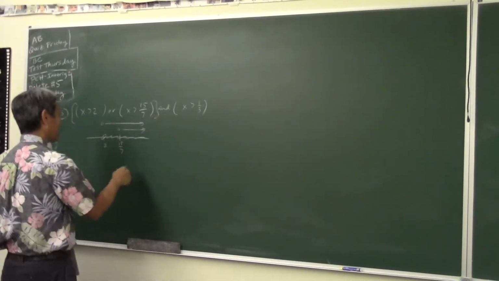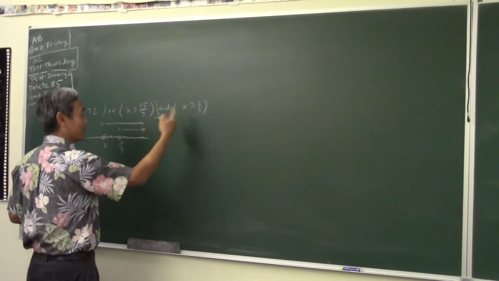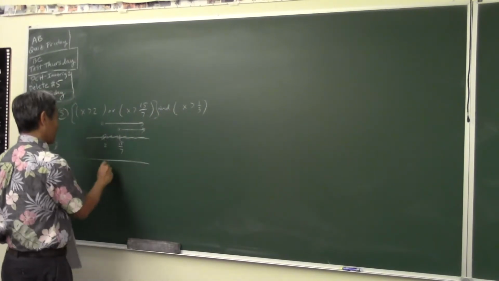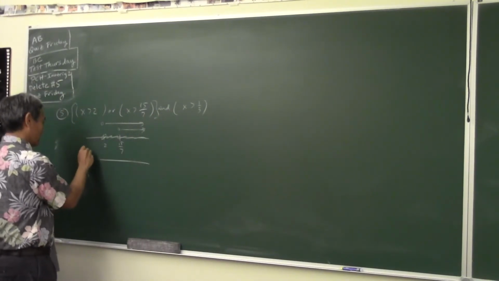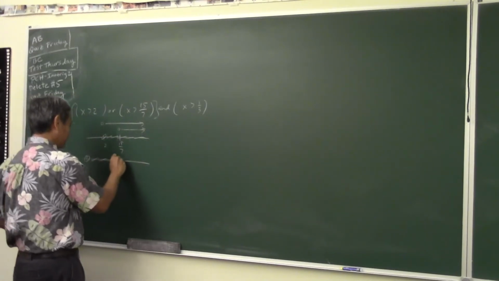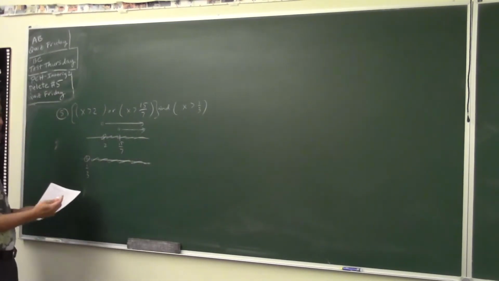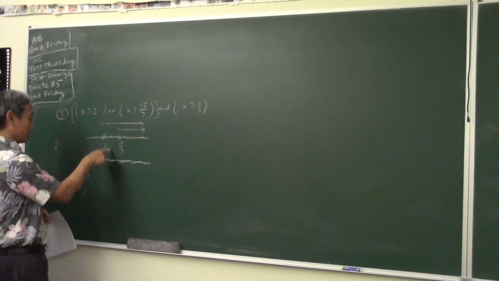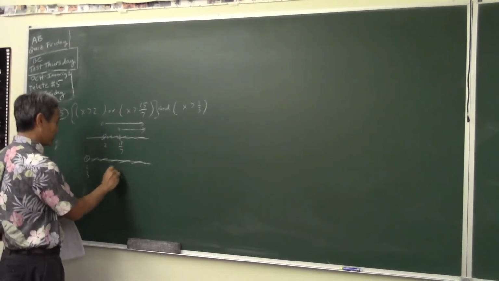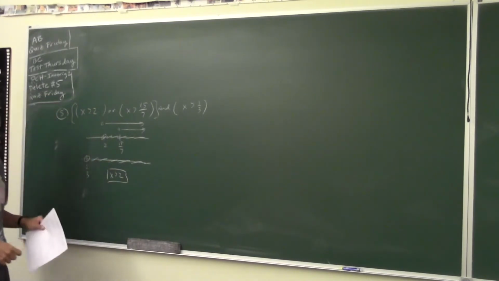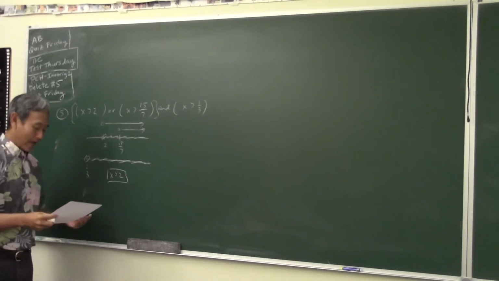Now, and, so now we have this, and means intersection. X is greater than 1/3, it looks like this. Right? So intersection is where they overlap. So where does this and this overlap? When x is greater than 2. So yes, it's very important to know the difference between and or.